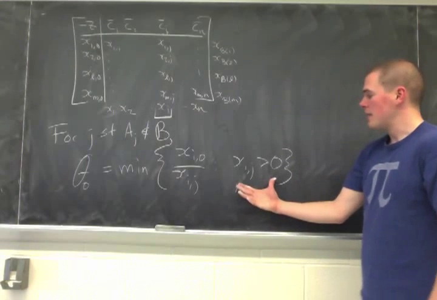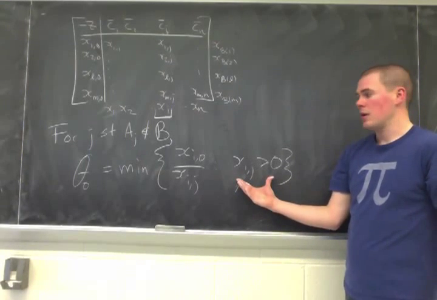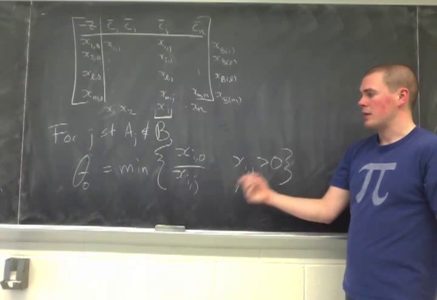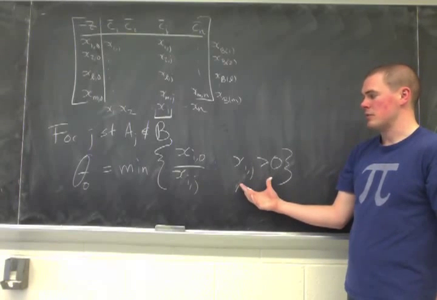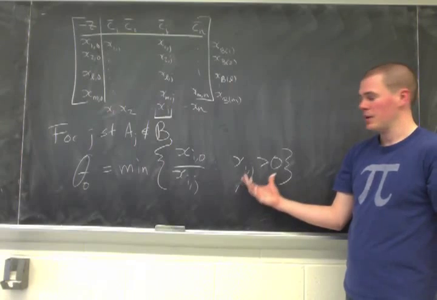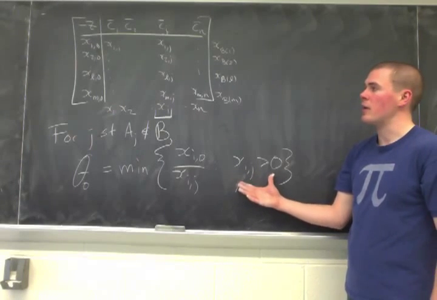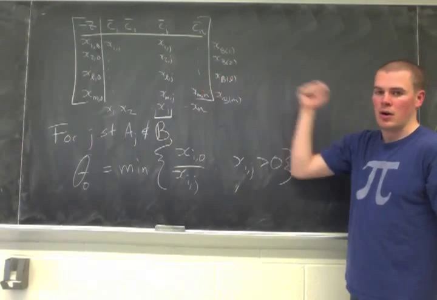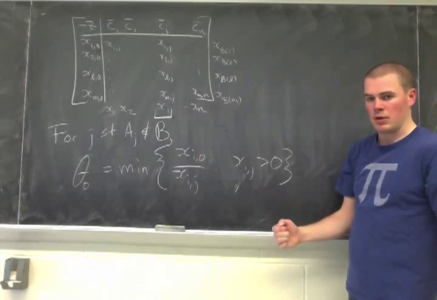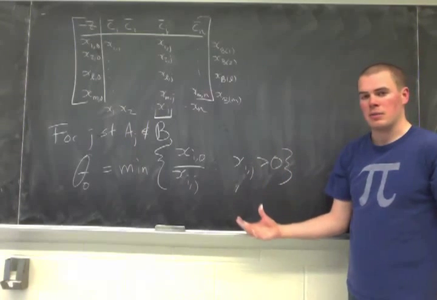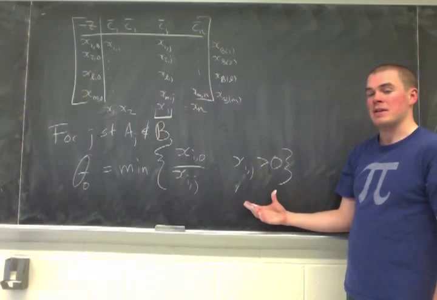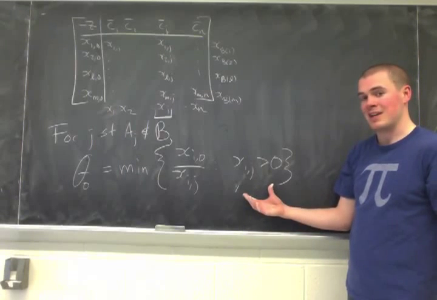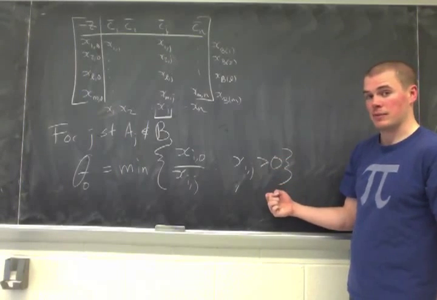If this never occurs, we can think about theta 0 as being positive infinity. If all of our values here are at most 0, then theta 0 could be infinity. And that means that our feasible set is unbounded in this direction.